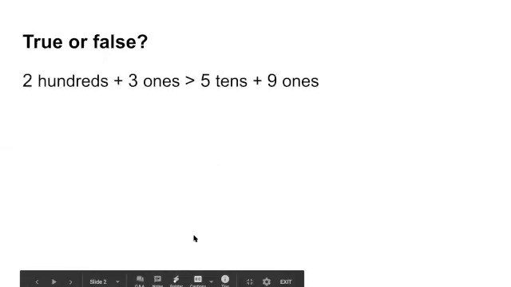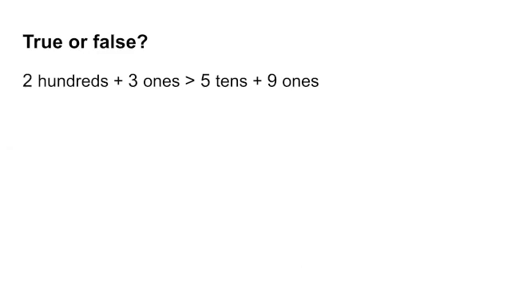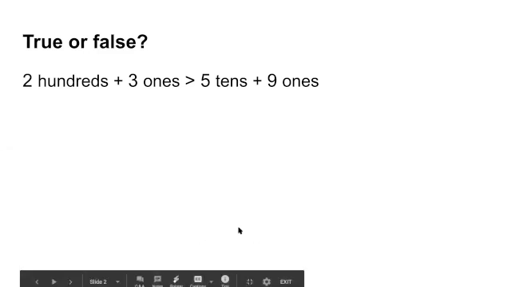Okay, I want you to write this number sentence. Spelling doesn't count, so don't worry about that. I'm not looking for perfection on the words. I just want you to write out the number sentence: 2 hundreds plus 3 ones is greater than 5 tens plus 9 ones. So I would like you to write that number sentence on your whiteboard.